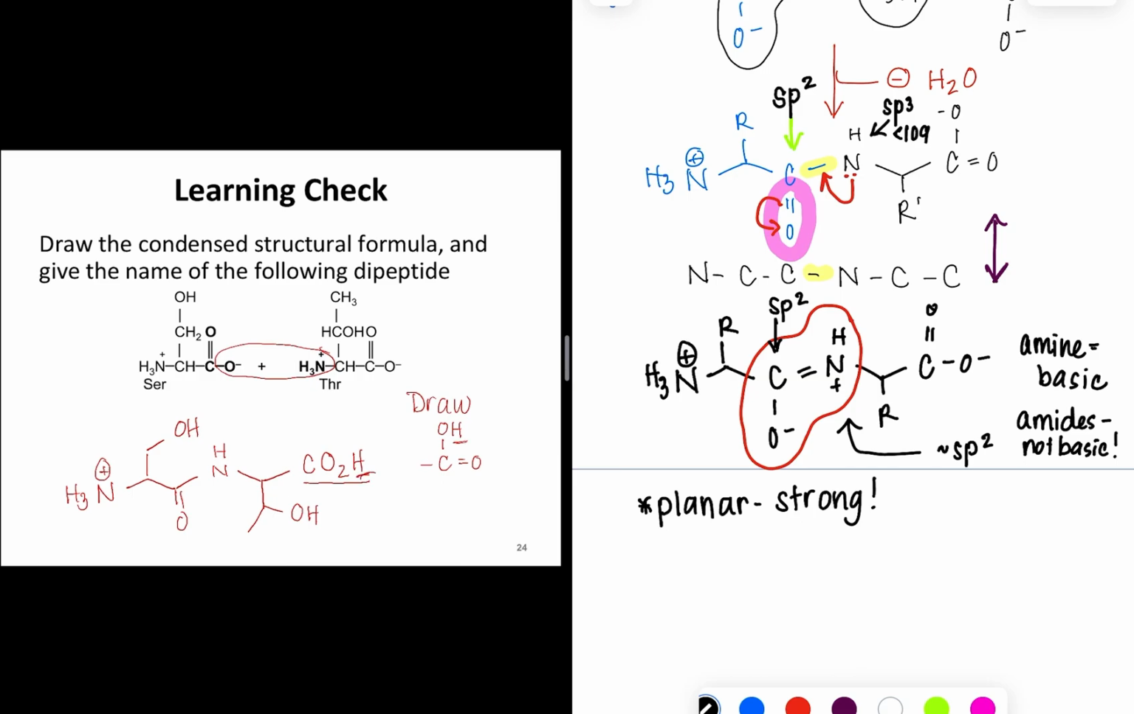You should be able to draw a dipeptide if you're given 2 amino acids, and the name of this would be SER, THR, that's serine and threonine. So again, you do not have to memorize the amino acids. You do not have to memorize the 3-letter abbreviation for the amino acids, but you should be able to do a problem like this where you put the 2 amino acids together.